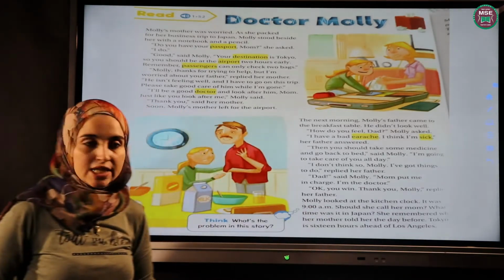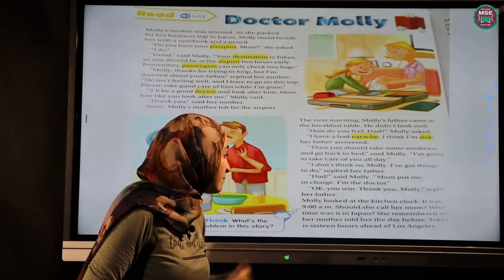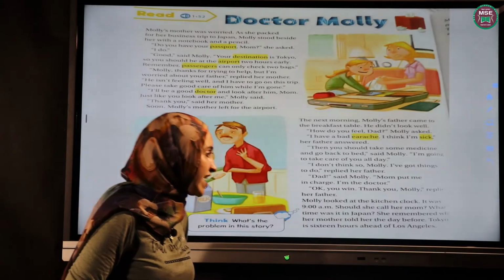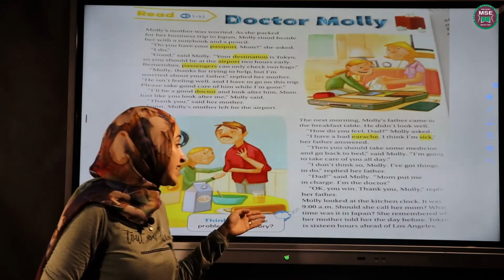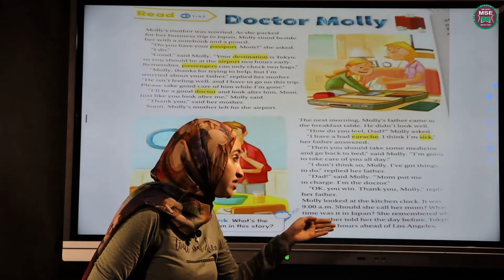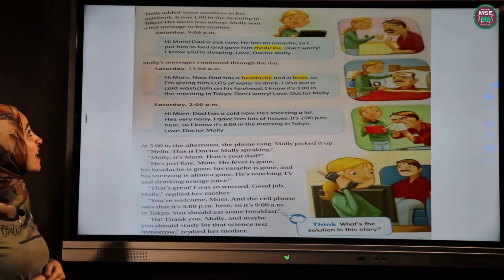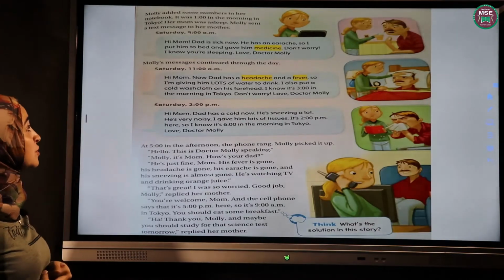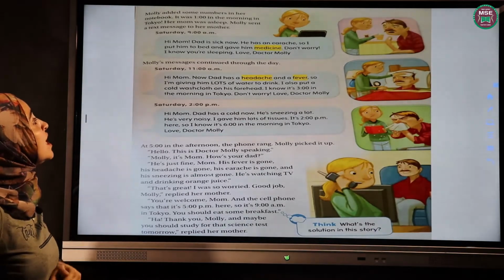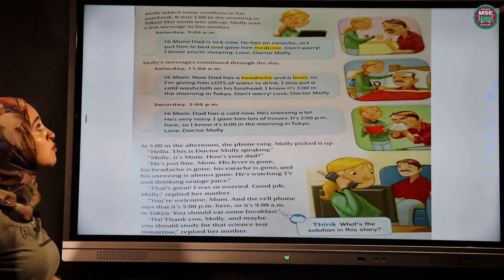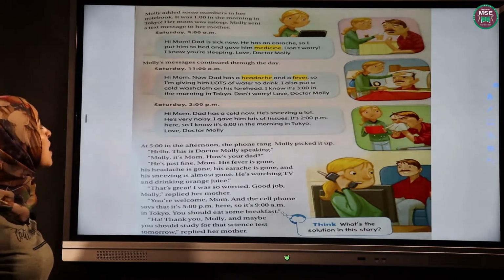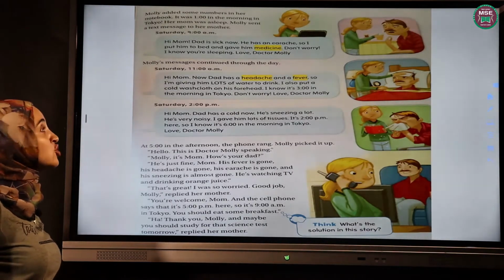What time was it in Japan? She remembered when her mother told her the day before, "Tokyo is 16 hours ahead of Los Angeles." Molly added some numbers in her notebook. It was 1 in the morning in Tokyo. Her mom was asleep.